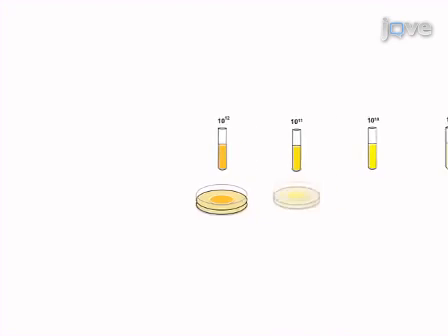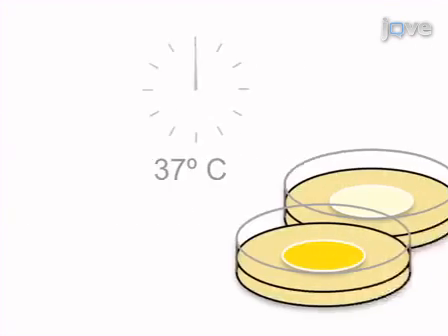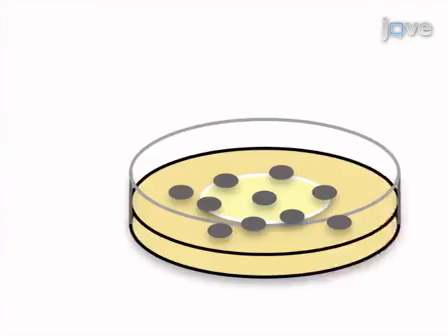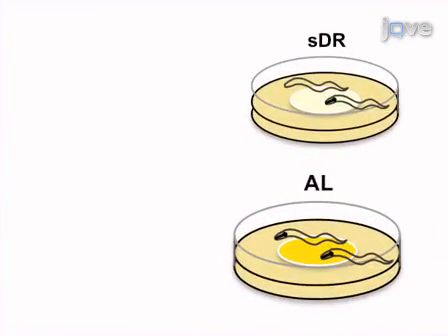The second step of the procedure is to properly dilute the bacteria culture into suitable concentrations. Then prepare agar-based SDR plates with killed bacteria. Finally, set up SDR experiments with an age-synchronized population of worms.